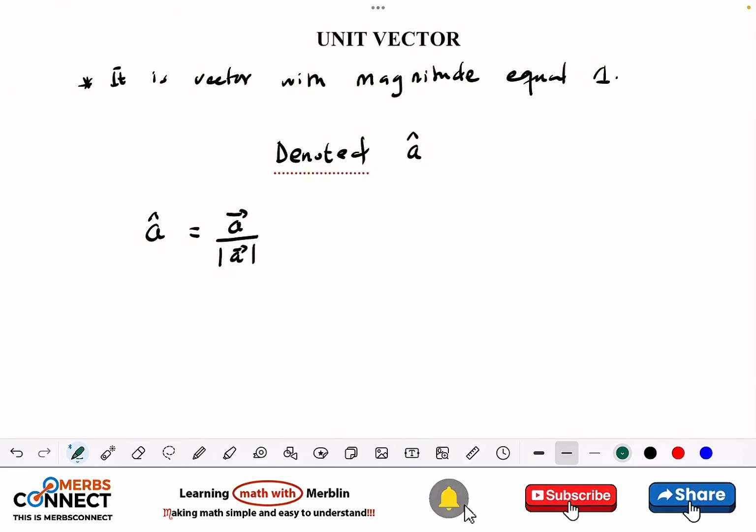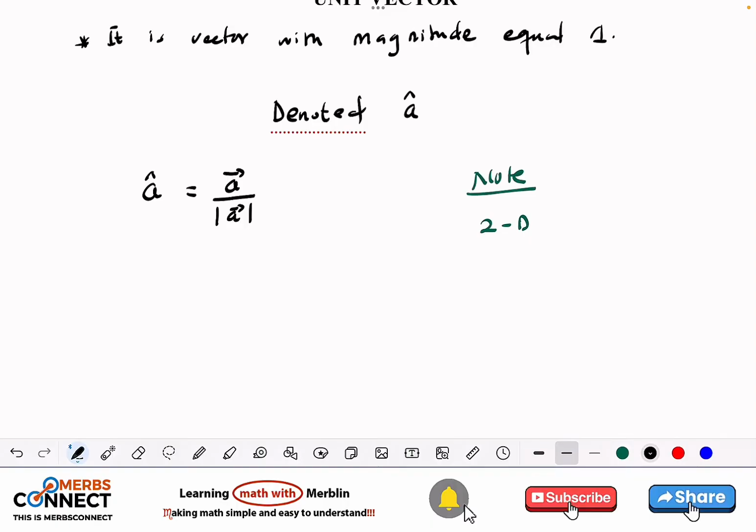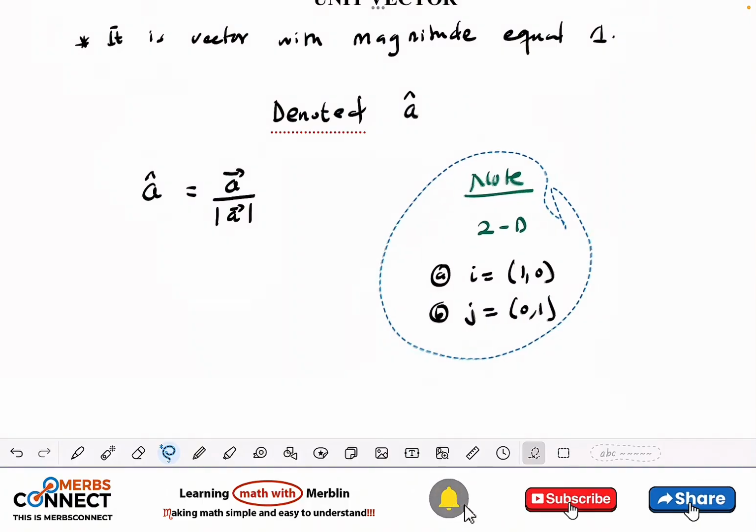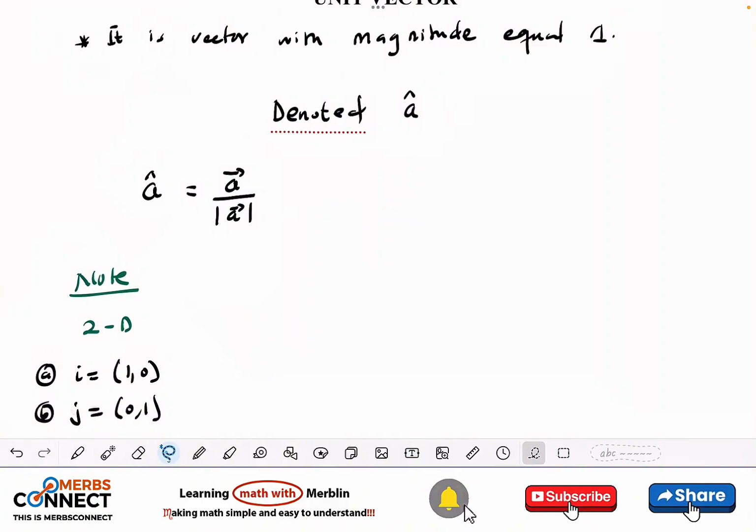So what are some examples of, let's say, a unit vector? Let's note this one down. For example, in 2D, so when I say 2D, 2 dimension, we have I. What is I? Remember we said I is in the x direction. So I is 1 and 0. It's very important. We are going to use this one often. And J is in the y direction. So we are going to have 0 and 1. It's very important. These are some examples of unit vectors.